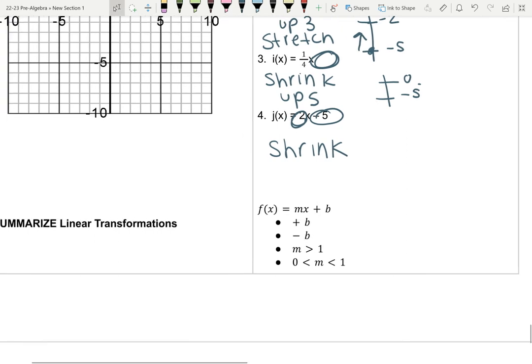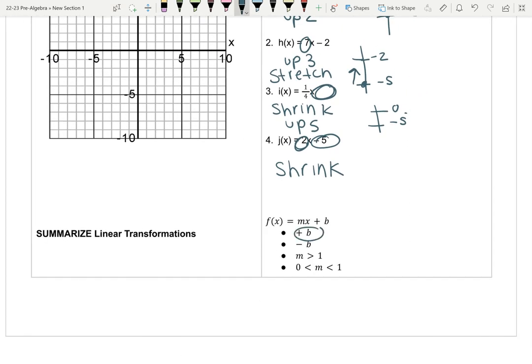And then down here is just a summarization. If you add something, it's going to go up. If you subtract something, it will go down. If your slope is bigger than 1, that's going to be a stretch. And if it's a fraction, if it's in between 0 and 1, that is a shrink.